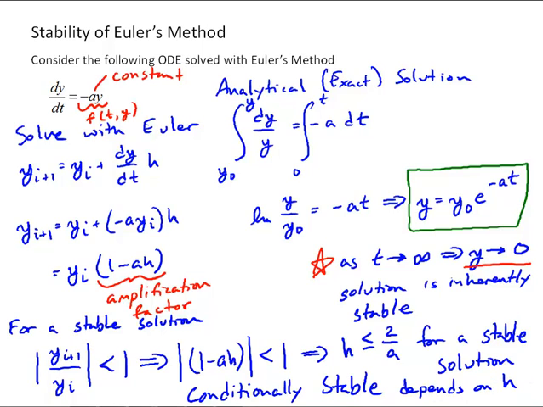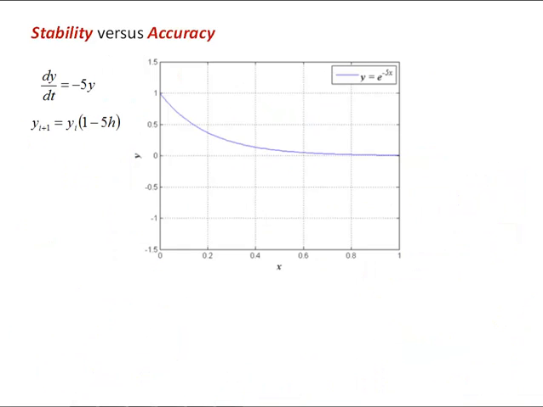So let's look at this in a little bit more detail. Just because it's stable doesn't mean it's accurate. So here we'll look at the same differential equation, but now with a equal to 5, and I have a graph here showing the analytical solution.